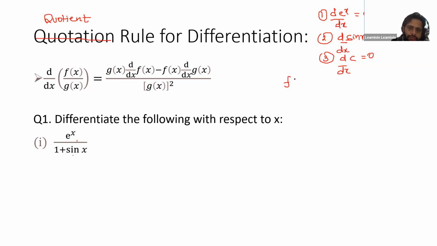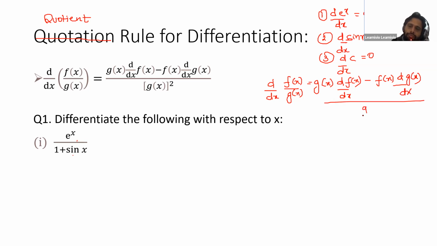Then how can we use it? For example, if we have a function f(x) and a function g(x) and we need to differentiate f(x)/g(x), then how can we do it? The denominator remains as it is, we differentiate the numerator, minus the numerator remains as it is, we differentiate the denominator, all divided by the denominator squared.